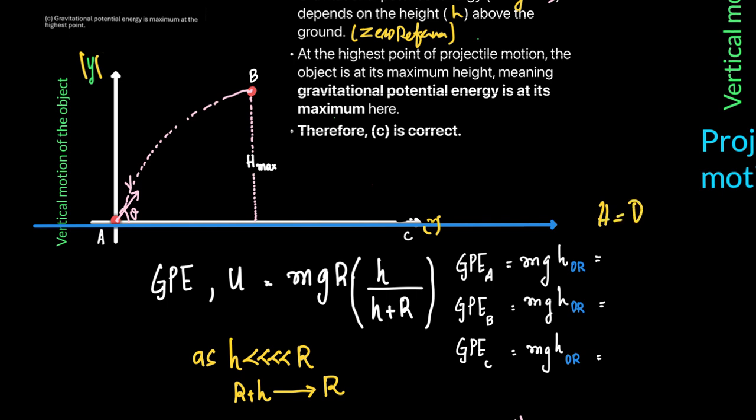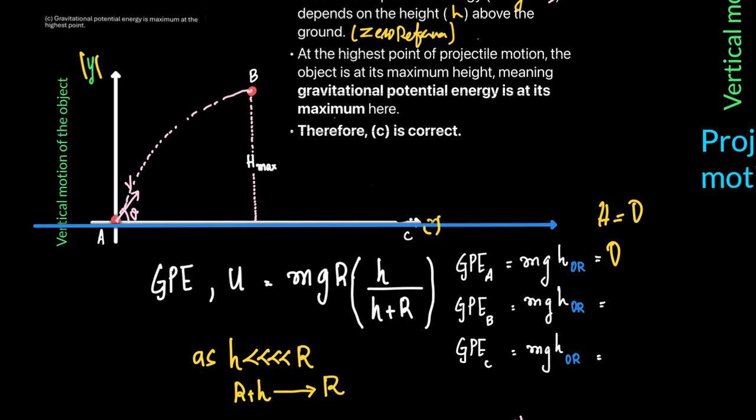Now, this point A, the gravitational potential energy at point A would be equal to m into g into height of this point A with respect to zero reference. What is the height of A with respect to zero reference? Since they are on the same line, the height with respect to zero reference is equal to 0, and therefore this value is 0.